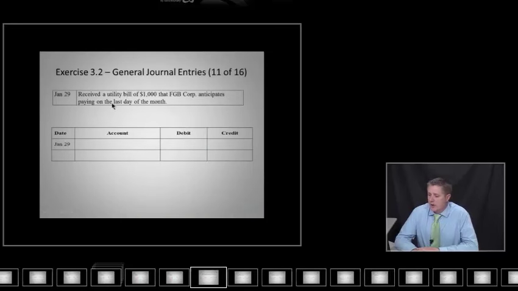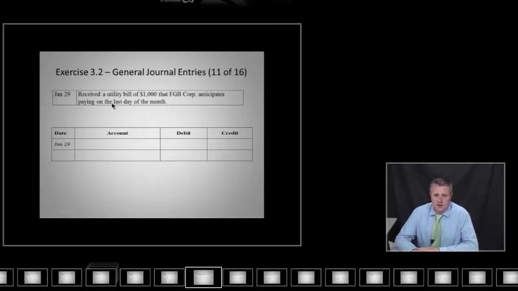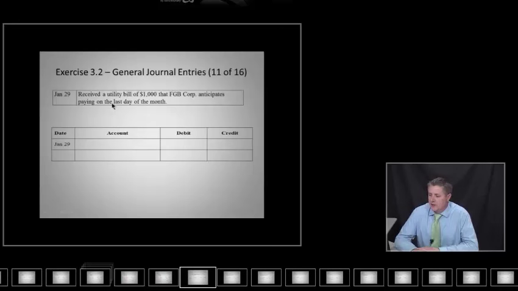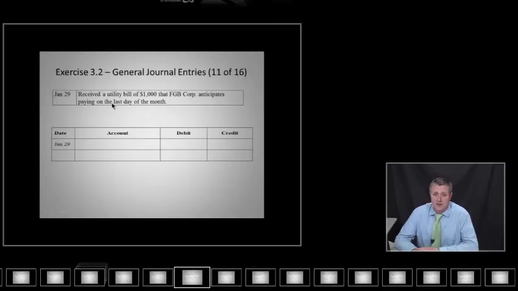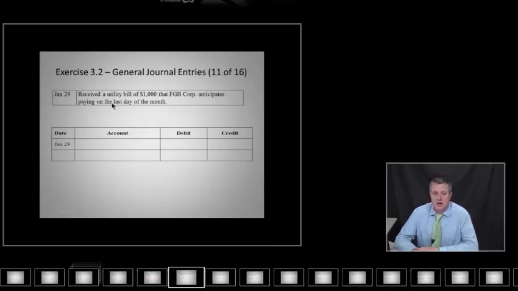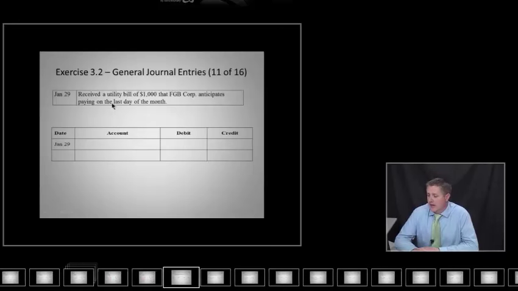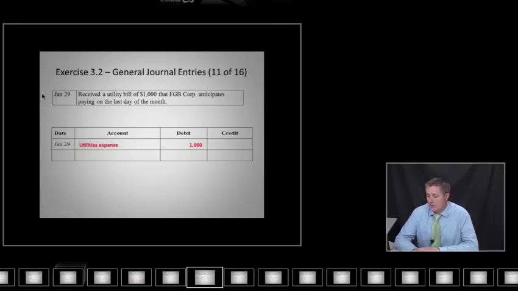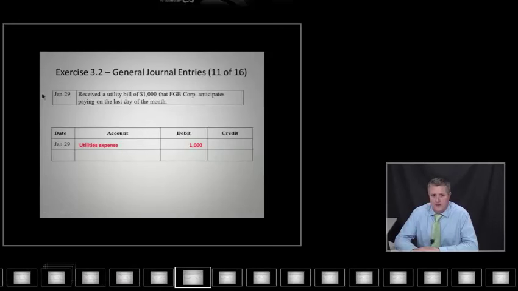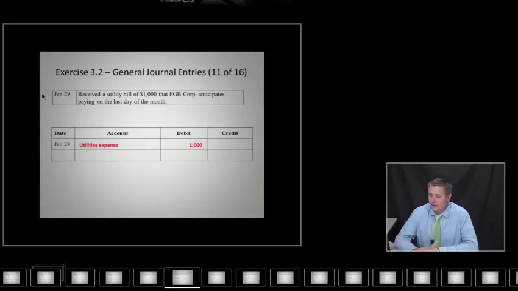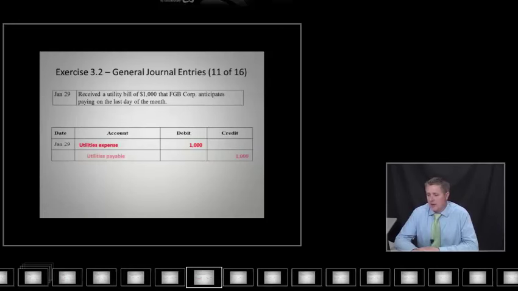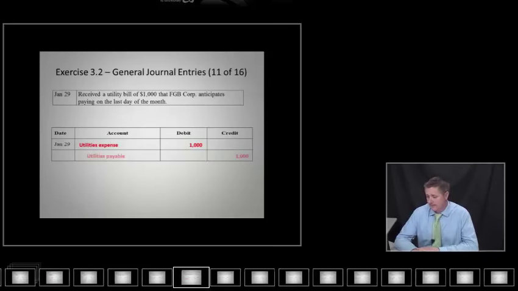Okay, then on January 29th, we received a utility bill of $1,000 that FGB Corp anticipates paying on the last day of the month. So basically, we're going to go ahead and recognize utilities expense. So we would debit utilities expense of $1,000, and we would credit utilities payable because we're going to pay this bill in just a couple days.